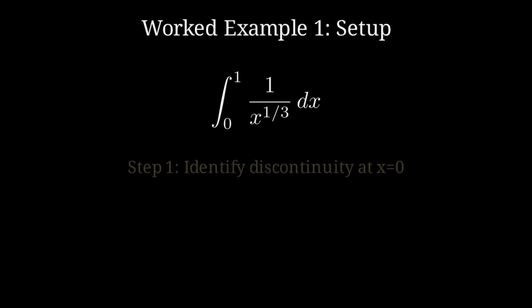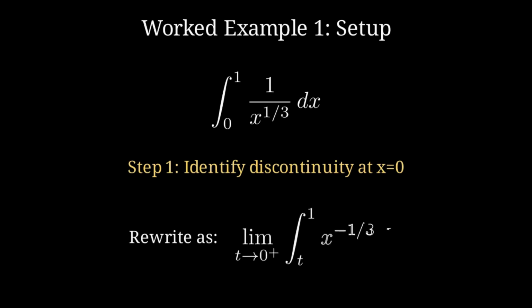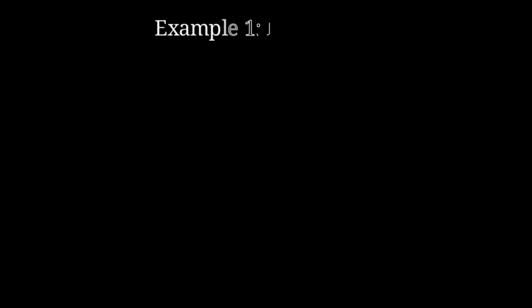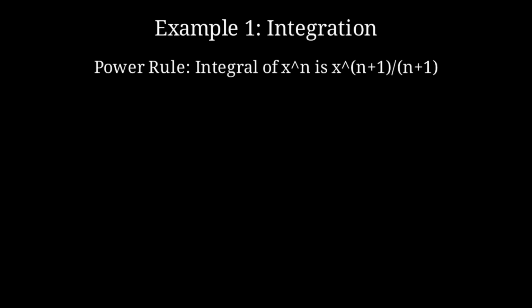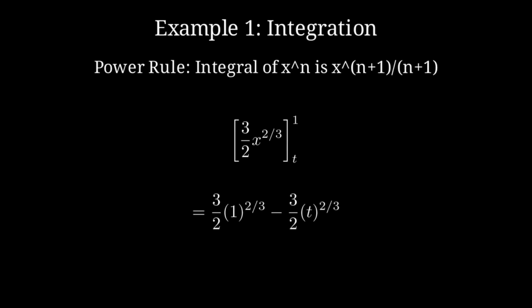Let's work through an example. The function 1 over the cube root of x is undefined at 0. We set up our limit as t approaches 0 from the positive side, replacing the 0 in our integral. Using the power rule, the antiderivative of x to the negative 1/3 is 3/2 times x to the 2/3. We then evaluate this at our boundaries, 1 and our variable t.